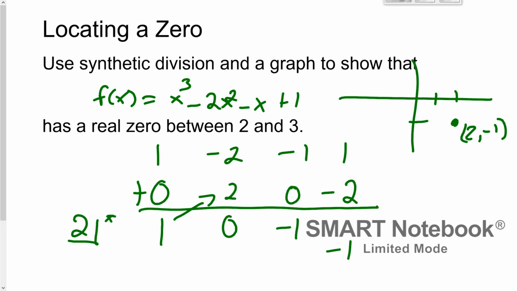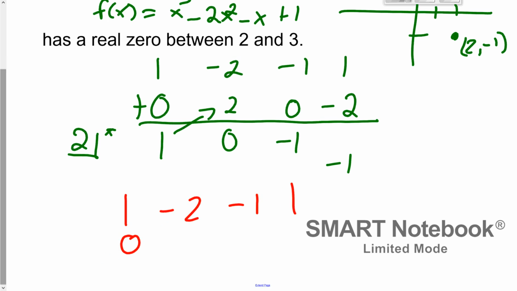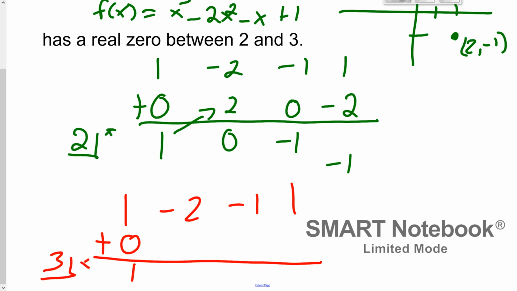Let's go ahead and plug in 3 and do the same thing. 1, negative 2, negative 1, and 1, with 0 in your second row. Going to add that first column together. 1 and 0 is 1. What goes in the box this time is 3. 3 times 1 is 3. Minus 2 plus 3 is 1. 1 times 3 is 3. Oops. 3, 2, 6, 7. So we get a positive 7.